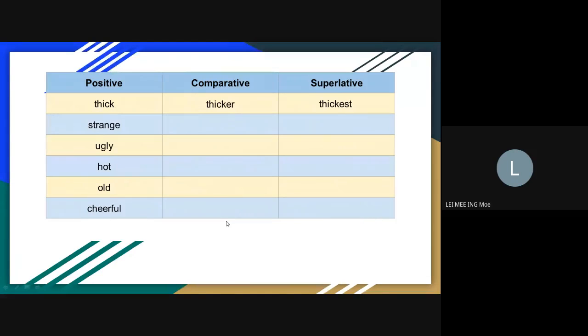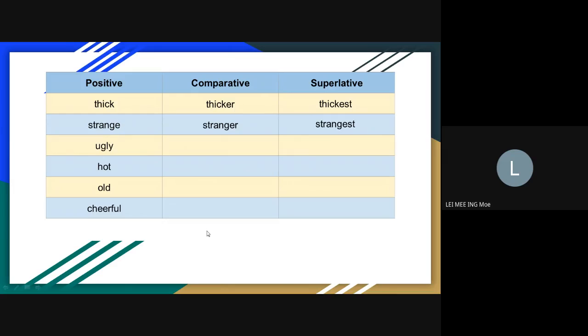5, 4, 3, 2, and 1. So the answer for strange is stranger. Since we have E as the last letter here, we just plus R, okay? Stranger. Superlative, we plus ST. Since the last letter here is E, we just plus ST, following rule number 3.